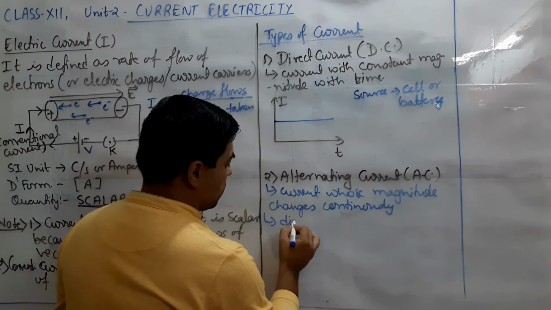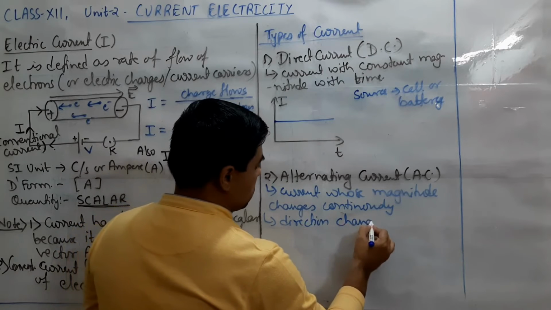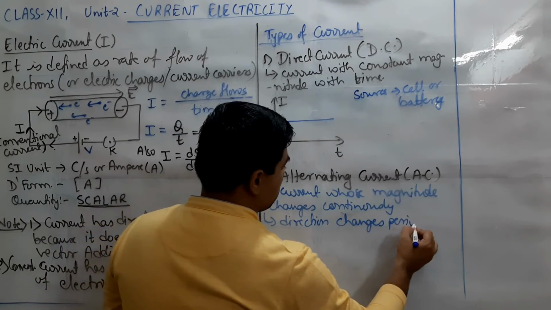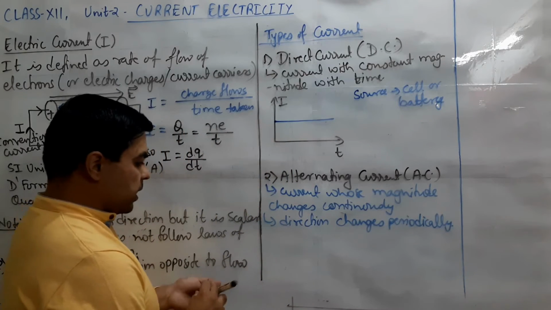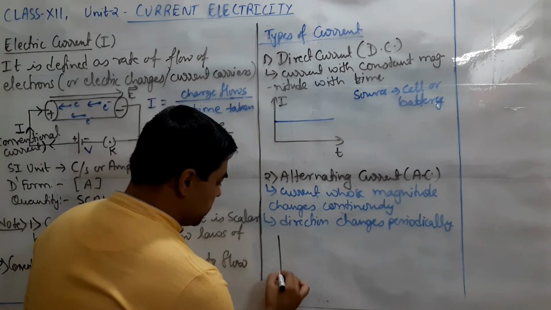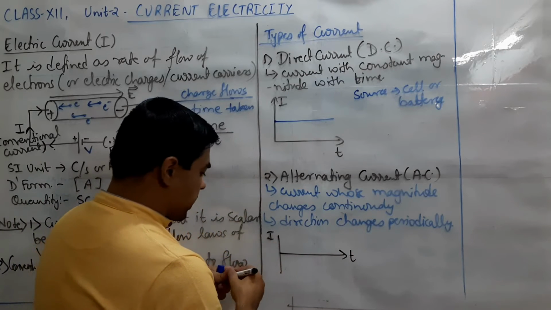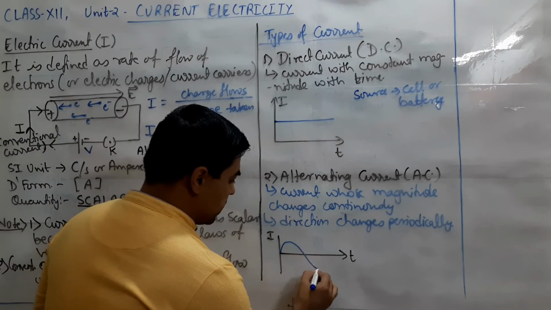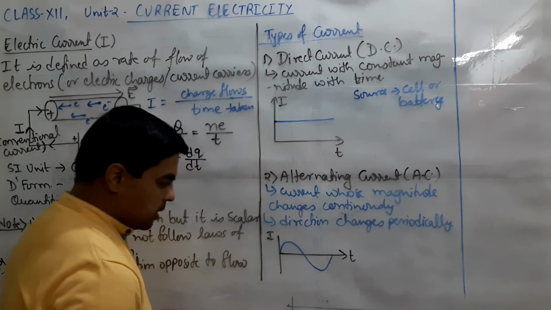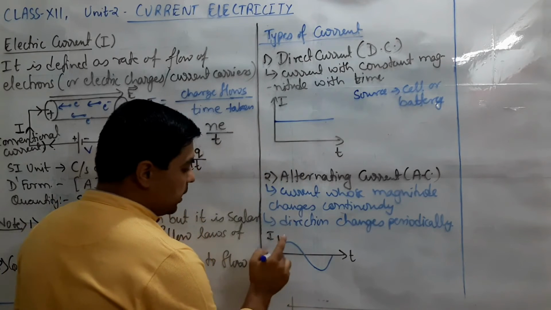Also, direction changes periodically. That current is called alternating current. If we represent it with a graph, with time and current, it shows this type of variation. In detail we will discuss it in coming units, but here we will deal with DC in detail.